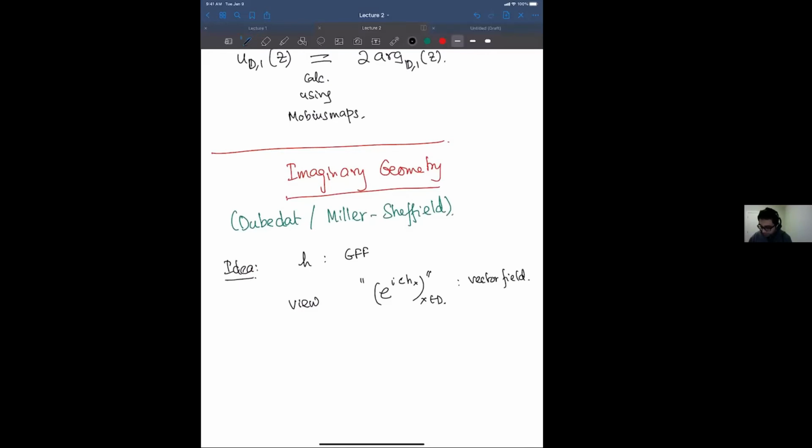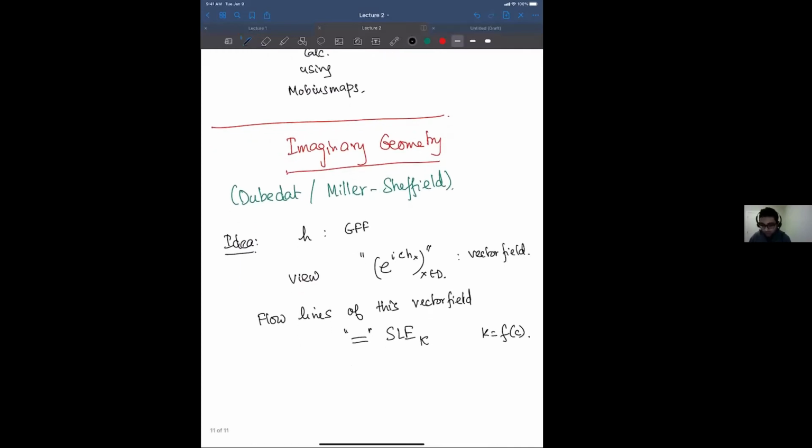And if we view it as a vector field, we can talk of flow lines, meaning that you try to go along the arrow of this constant times h vector field. Okay, and the point is that the flow lines of this vector field are going to be equal to some SLE curves, SLE with some kappa, where kappa is going to be some function of this constant. That's the global idea. You want to understand the flow lines of these vector fields given by a Gaussian free field.